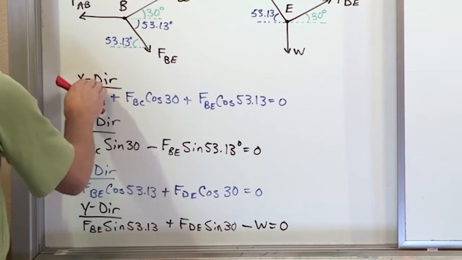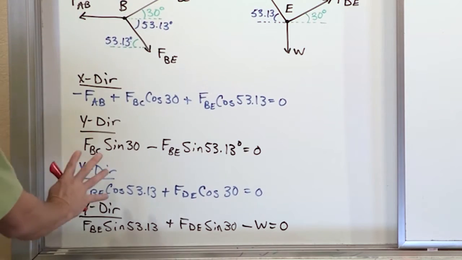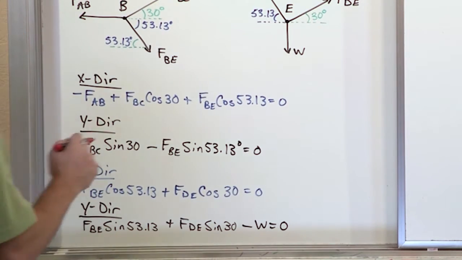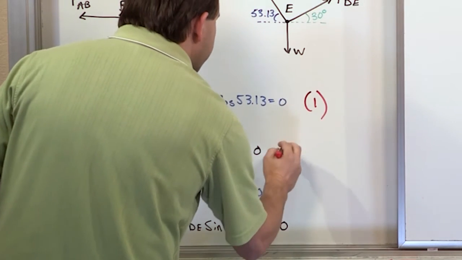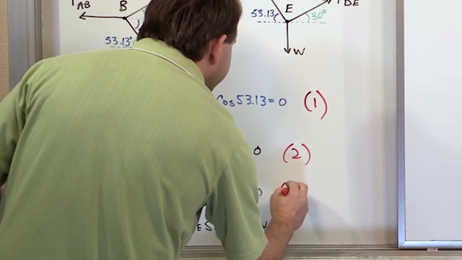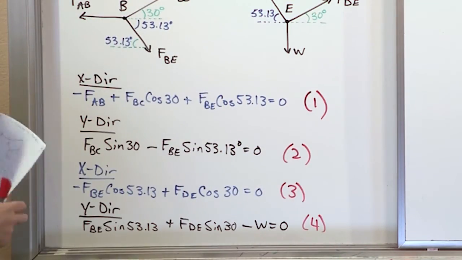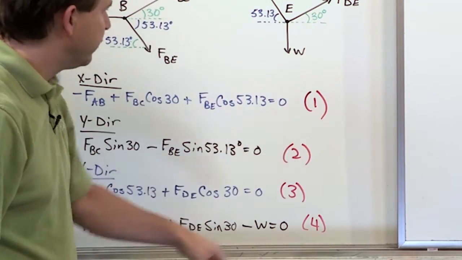We have an x direction and a y direction for this one, and an x direction and a y direction for this one. Now, I'm going to label these equations: equation number 1, equation number 2, equation number 3, and equation number 4, because we're going to use them a lot. And instead of writing the things over and over again, it'll be easy to reference them.